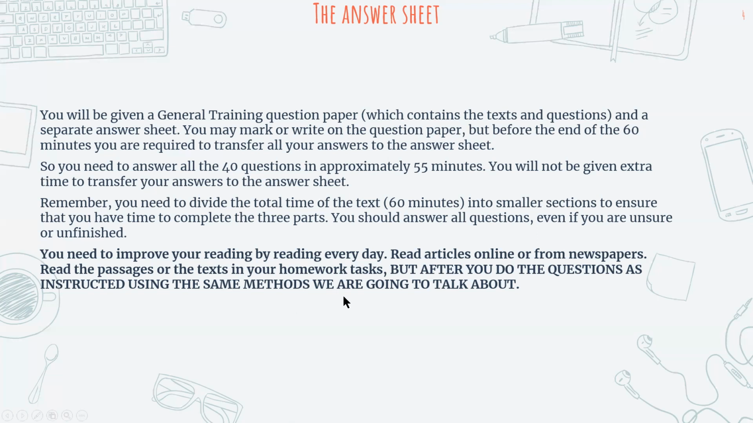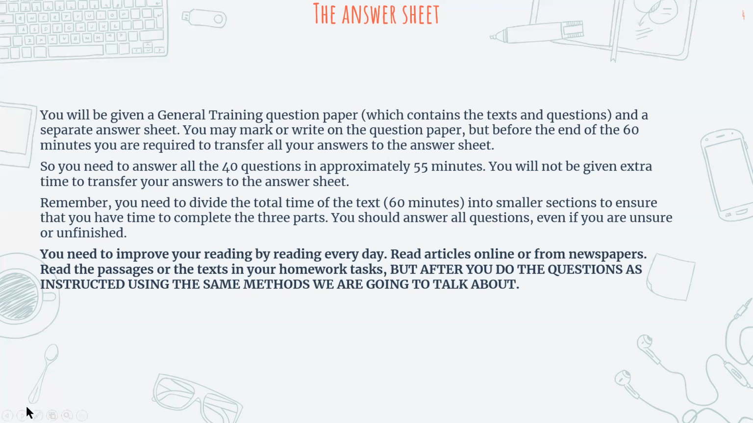You need to improve your reading by reading every day. This is crucial. You have to read every day. And I'm not talking about the material in the course. I'm saying that you have to read in general. Okay, read articles online or from newspapers. Read the passages or the texts in your homework, as we said before. But don't read the passage until you submit your answers. Okay.